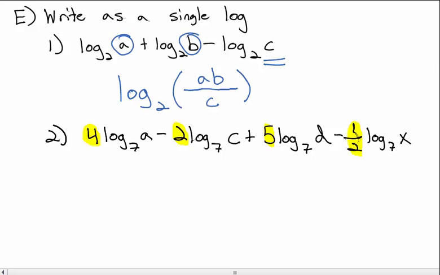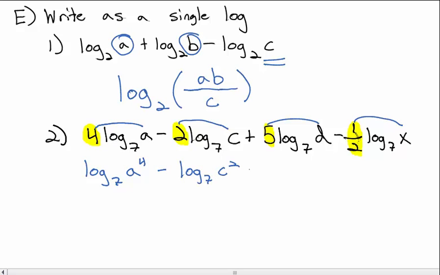But we have a property that says those coefficients out front can double as exponents inside. So this is the same as log base 7 of a to the 4th minus log base 7 of c squared plus log base 7 of d to the 5th minus log base 7 of x to the 1/2. And in fact, that 1/2 is better expressed as a square root. 1/2 power, remember, the index is the denominator of the fraction.